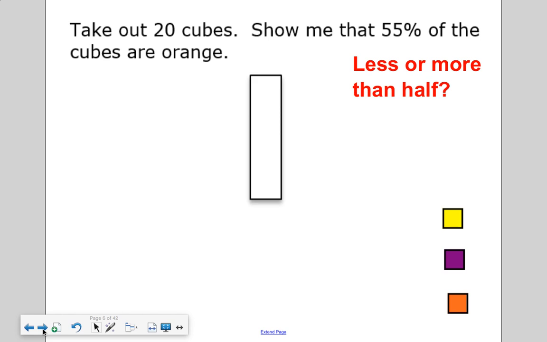Let's try another example. Take out 20 cubes. Show that 55% of the cubes are orange. Well, first of all, that means more than half has to be orange. So I'm going to take out 10 orange for now. 1.